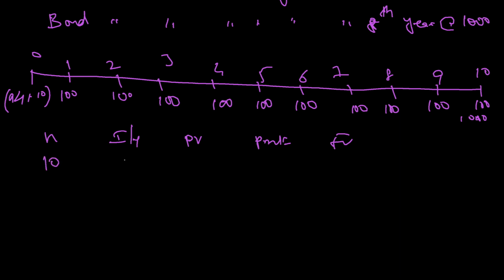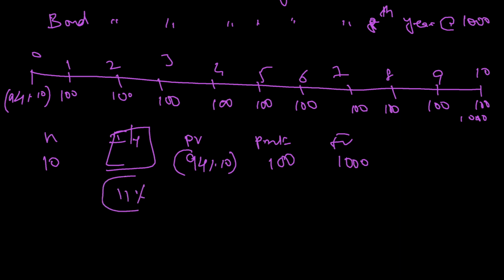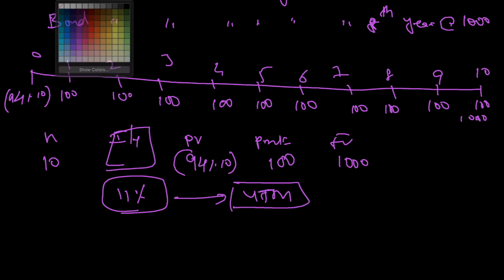N will be 10. IY I need to find out, so I'll do this at the end. Present value 941.10. I will key in minus sign. Payment will be 100 because 10% is the coupon. So 10% of 1000 comes to 100. Future value will be 1000. So I'll key in all this information and find out IY. When I key in all this information, I get IY as 11 percentage, which is also YTM. So this is the first part of the story. YTM I am finding out.